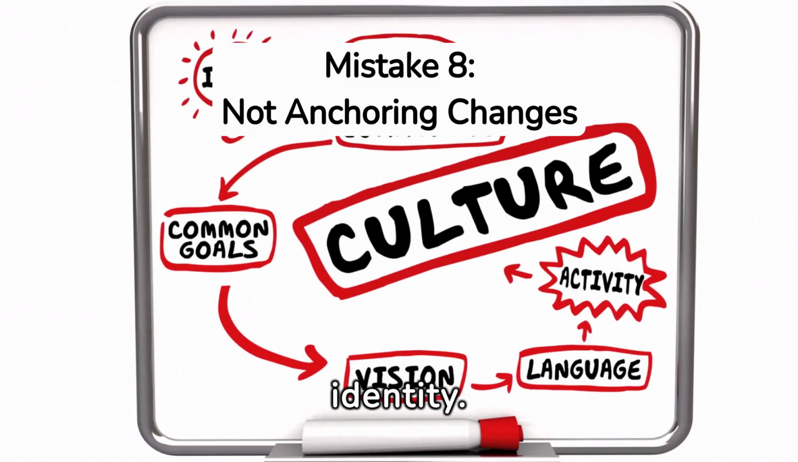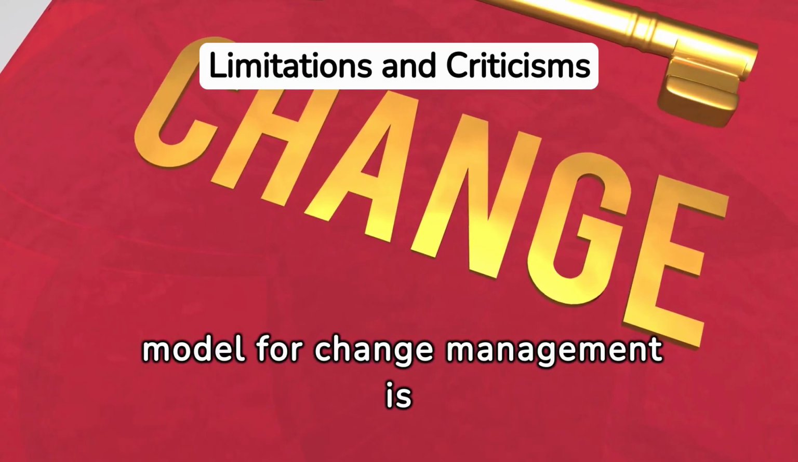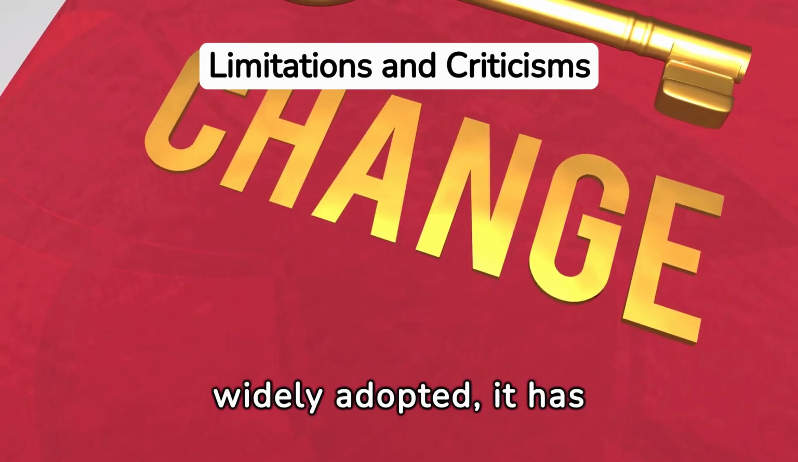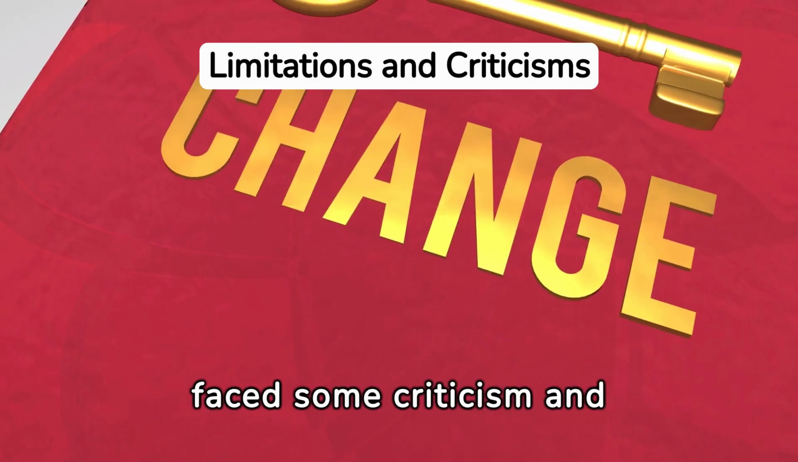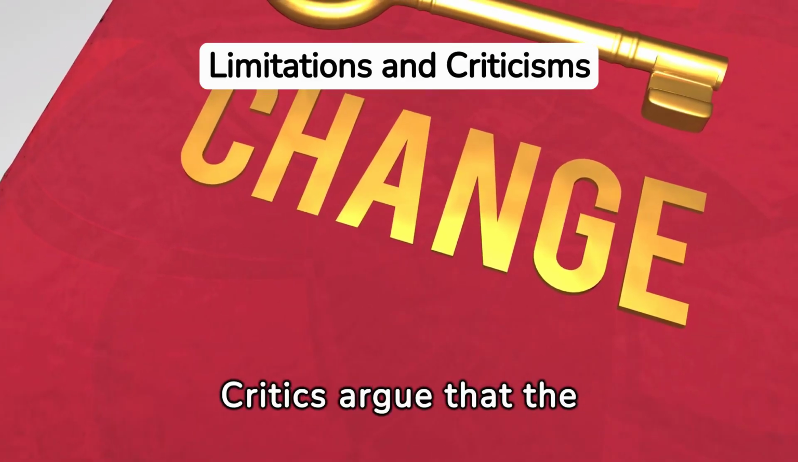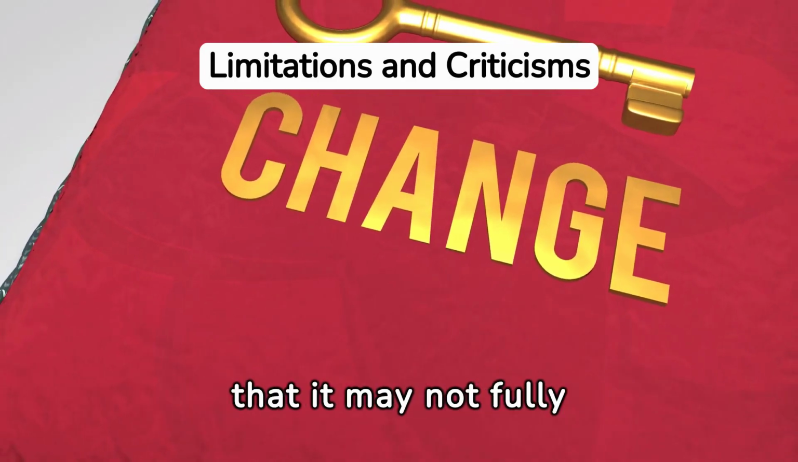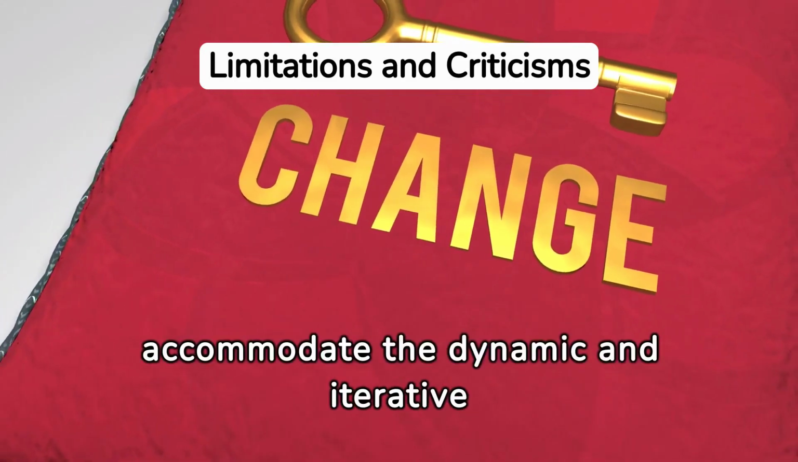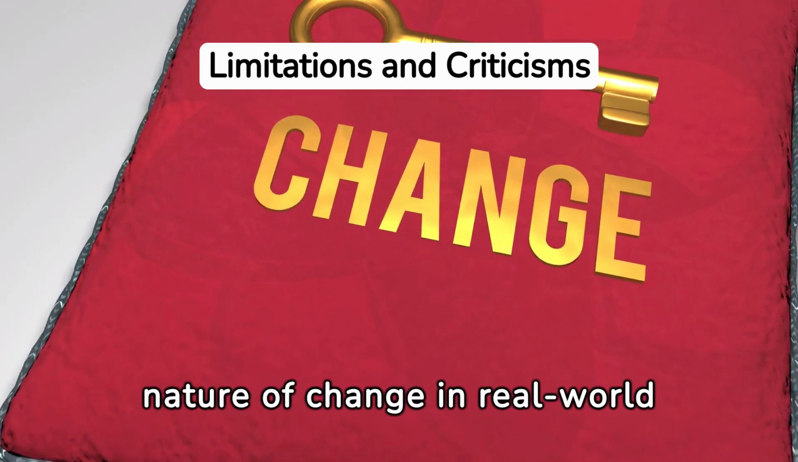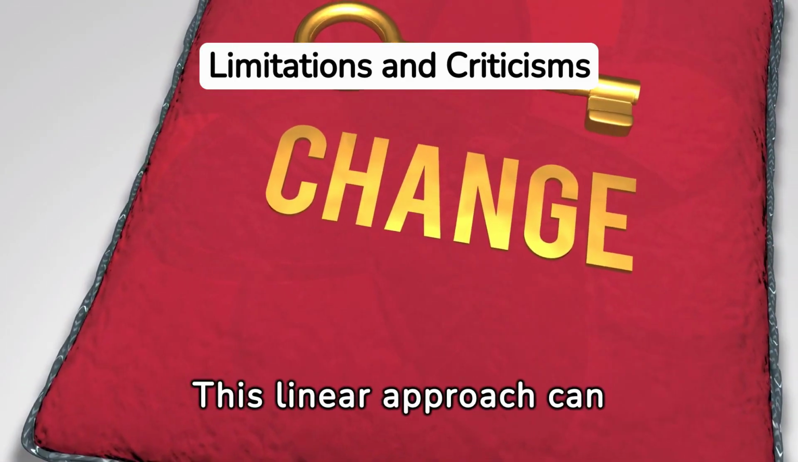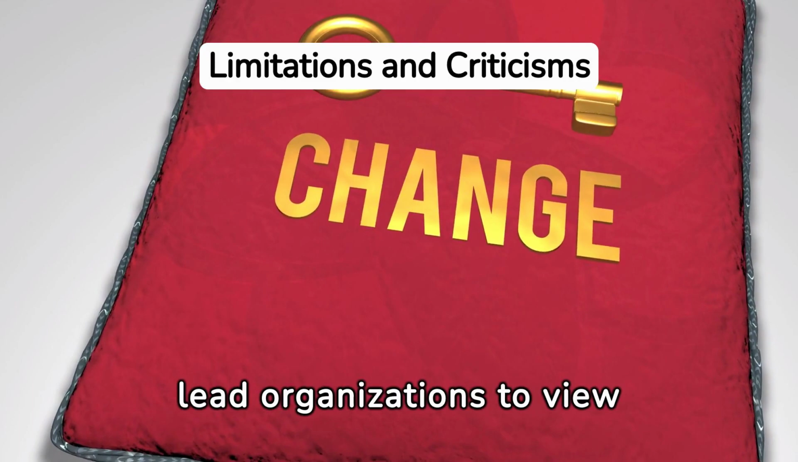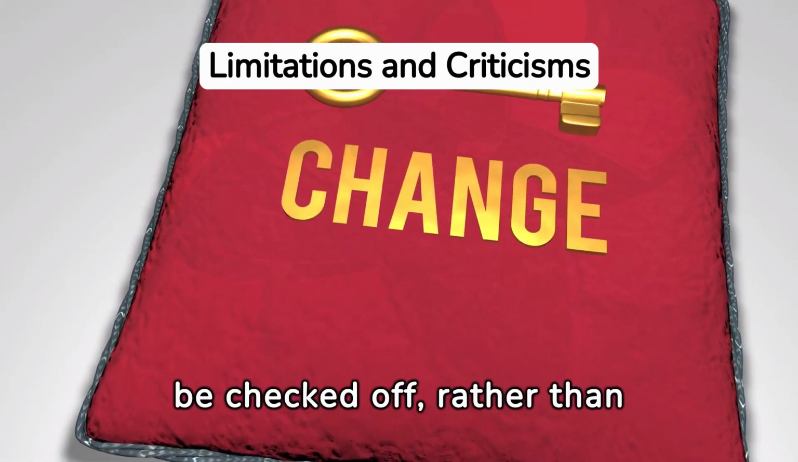While Kotter's 8-step model for change management is widely adopted, it has faced some criticism and identified limitations. Critics argue that the model is overly linear and prescriptive, suggesting that it may not fully accommodate the dynamic and iterative nature of change in real-world scenarios. This linear approach can lead organizations to view change as a sequence of steps to be checked off, rather than an ongoing adaptive process.